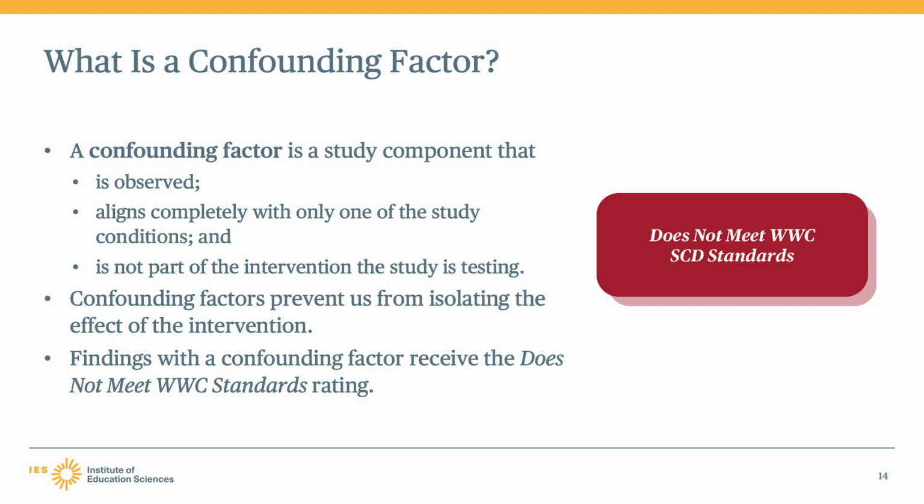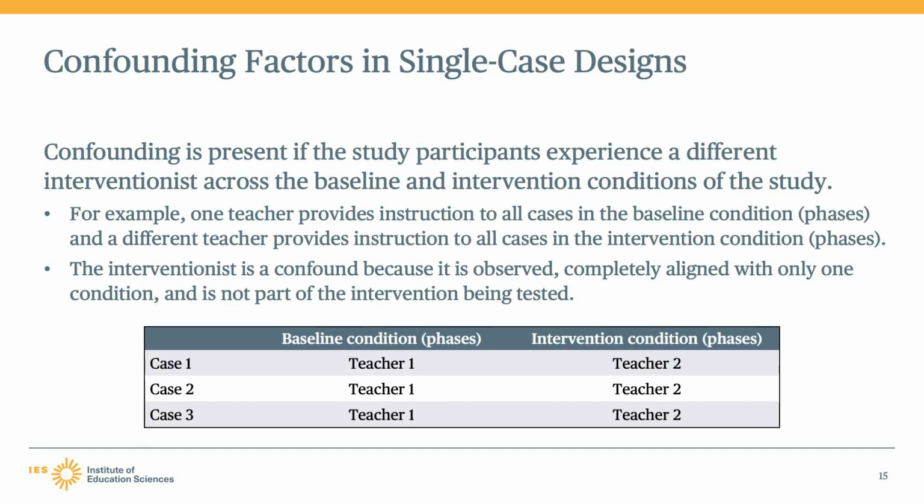Confounding factors make it impossible to know whether the intervention alone is responsible for the observed effect, or whether the confounding factor is responsible for some or all of the effect. Because of this challenge, findings from any study with the confounding factor will receive a research rating of does not meet WWC standards.